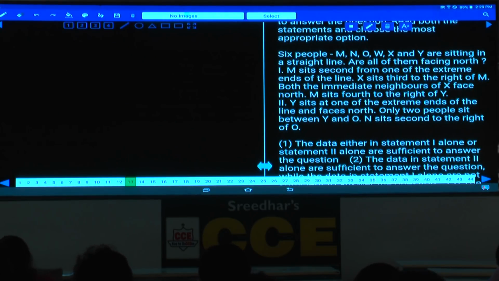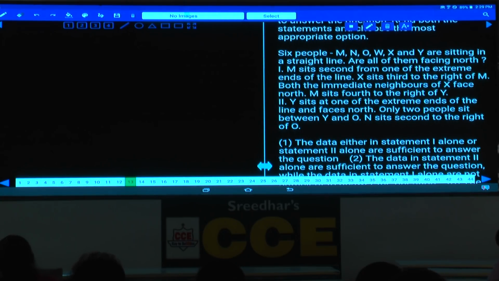Now in this data sufficiency, 6 people M, N, O, W, X and Y are sitting in a straight line, isn't it? How many persons are there? 6 people. Now the question is about, we should identify whether all the persons are facing north or not. Whenever the question is given in this form, it is nothing but a yes or no type of question. Now we should say whether all the persons are facing towards north or they are not facing north. Definitely yes or definitely no.